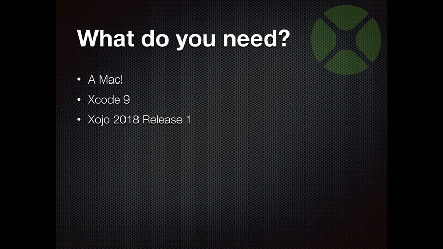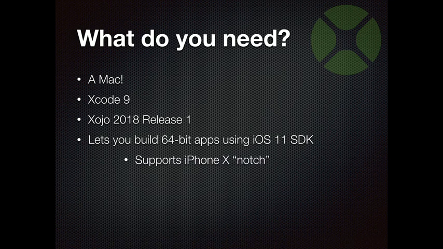You're definitely going to want to make sure you're using the latest release of Xojo, 2018 Release 1. In particular, that adds the ability to support iPhone Xs. And when you're building your iOS apps, they're going to be 64-bit apps, and they're using the iOS 11 SDK. When you switch to 2018 Release 1, that's what gives you the iPhone X screen size support. And that, of course, is that little notch.